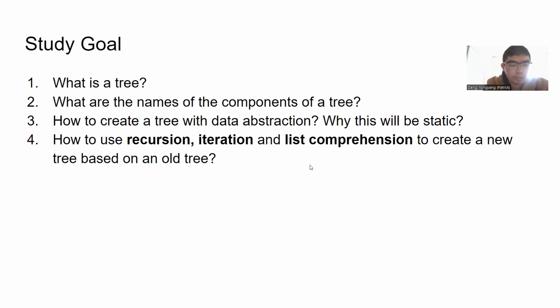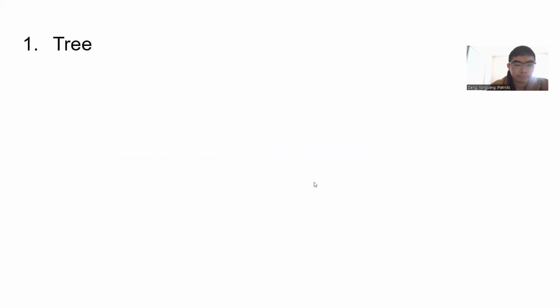So the study goals are: what is a tree and what are the names of the components of a tree; how to create a tree with data abstraction; why it is mutable, which means you can modify it; and fourth, how to use recursion, iteration, and/or comprehension to create a new tree based on the old tree. So let's get started.